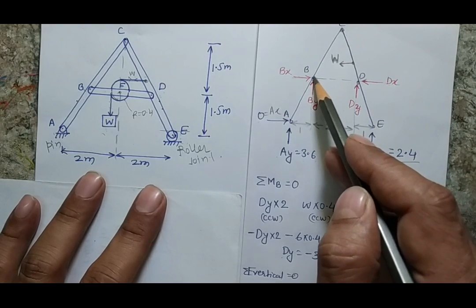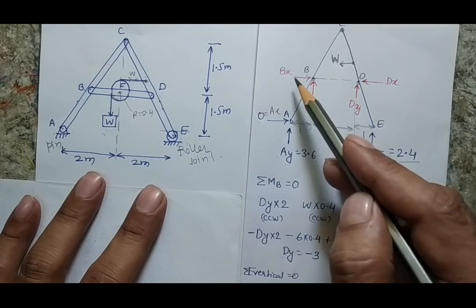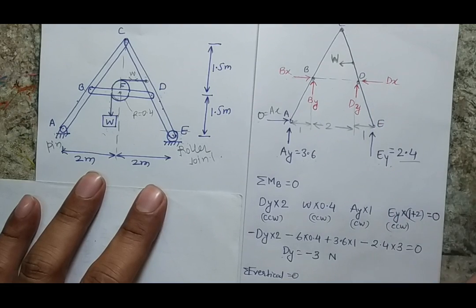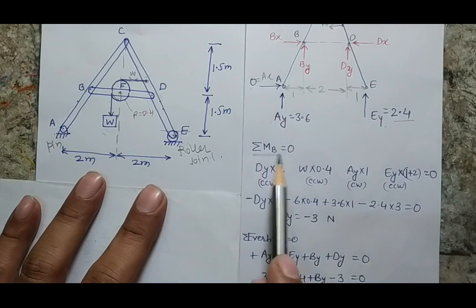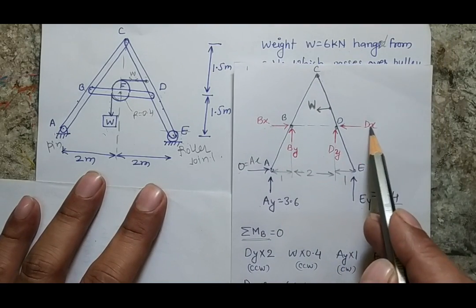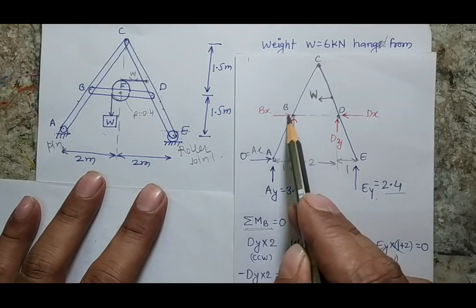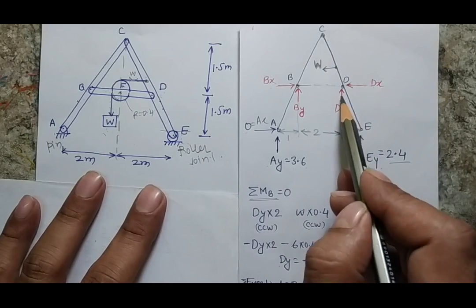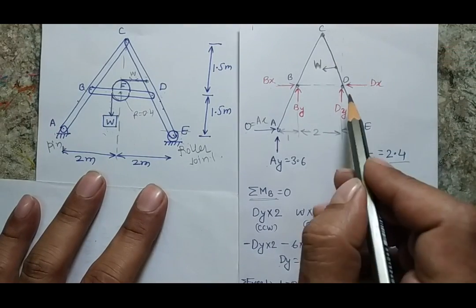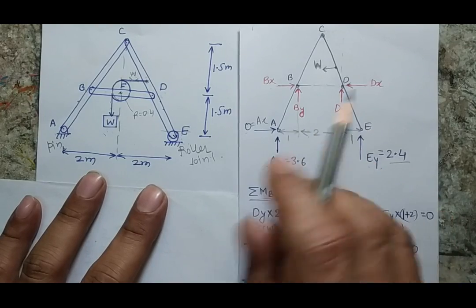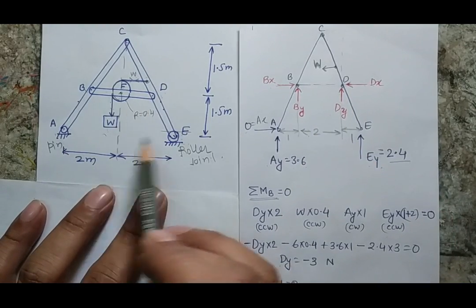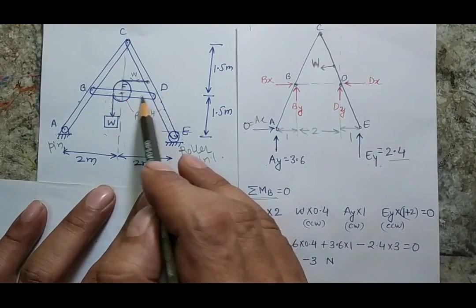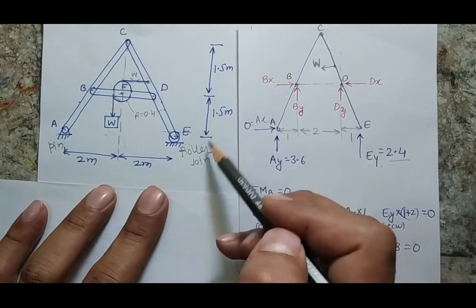Why? Because when I take the moment at point B, at least the effect of Bx and By will be gone, and I will have the unknowns Dx and Dy. So if I write the equation at point B, I have this force Dx. Again, Dx is passing through point B, so the effect of Dx will be gone. Then I have a force Dy. The line of action of Dy is going in this way, and the distance between B and D is 2, because this is a similar triangle, this is 4, so this will be 2, and half of this will be 2. Similarly this half distance will be 2, and the vertical distance will be 1.5.